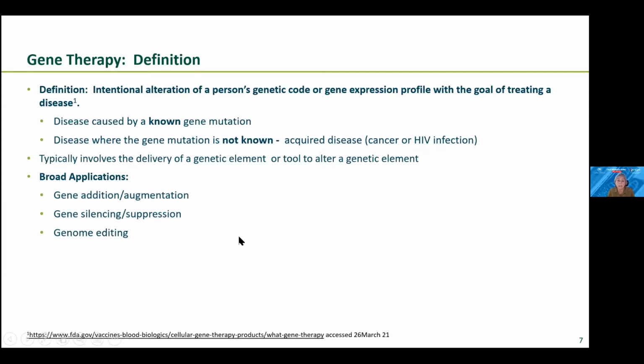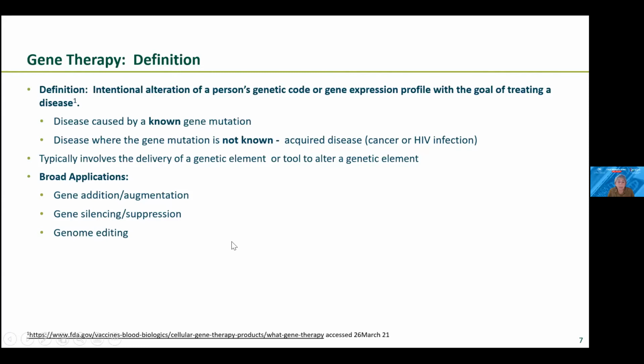And in some cases, the disease may be caused by a known gene mutation, such as in monogenic diseases, with which this group is probably well familiar. But of course, it could also be applied to those diseases in which a gene mutation is not known, such as an acquired disease, such as cancer or HIV infection. And typically, gene therapies involve the delivery of a genetic element or tool that will alter a genetic element. And so there are three real main broad applications, and I'll just go through them one by one.